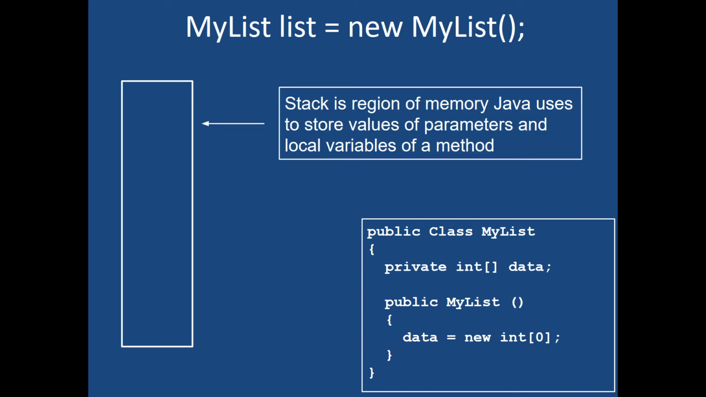There's a region of memory that Java uses to store the values of parameters and the values of local variables, as methods are called. And that's called a stack. When you look up things on Stack Overflow, for example, that term comes from the stack that exists in memory when programs are being run. Stack Overflow is when the program runs out of stack memory, and that causes the program to crash.